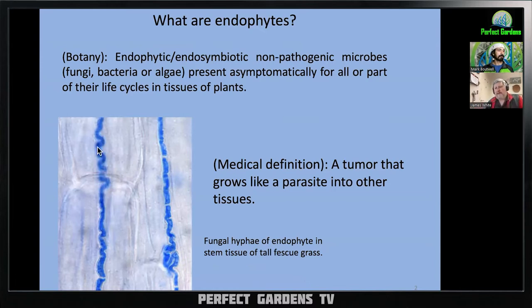Some grasses like fescue grass and rye grass and some other fine fescues, for example, all have fungal endophytes in some of the individuals of the species or in populations of the species. And they're well known for people who grow grasses. But this term is not used exclusively for microbes in plants. In medicine, they actually use the term for a tumor that grows into other tissues. So it's a word that can go across fields.